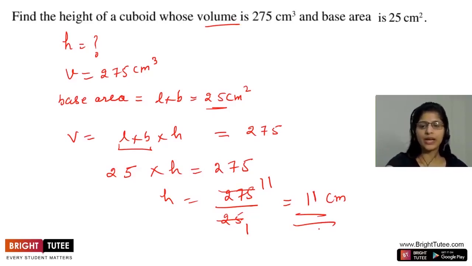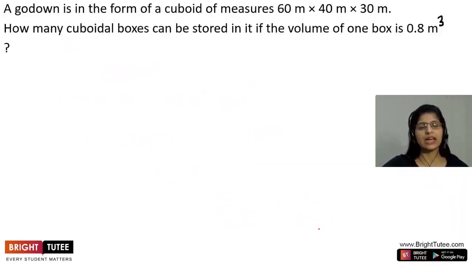Clear? Moving ahead, we have another question. It is asking: a godown is in the form of a cuboid with measures, that is length, breadth and height, as 60, 40 and 30.